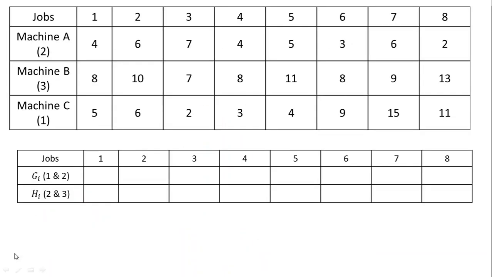The same tabular column which is given in the question, we'll take that into consideration. As I told, we have a 3 mission problem and we are converting that into a 2 mission problem. So how does it go? First, let us consider 2 missions, GI mission and HI mission.